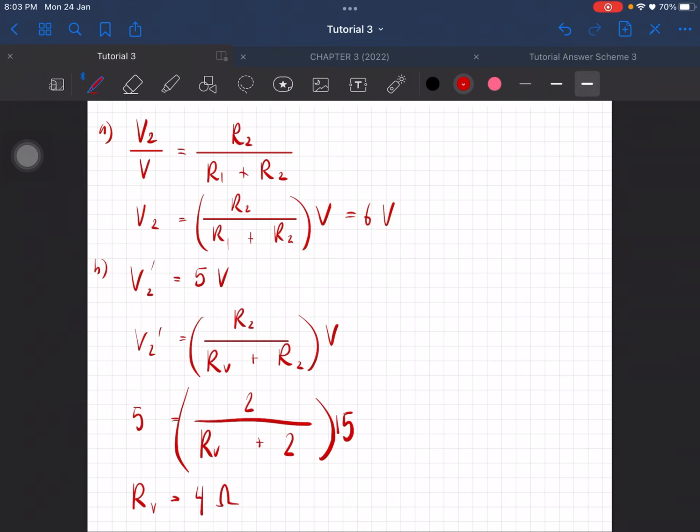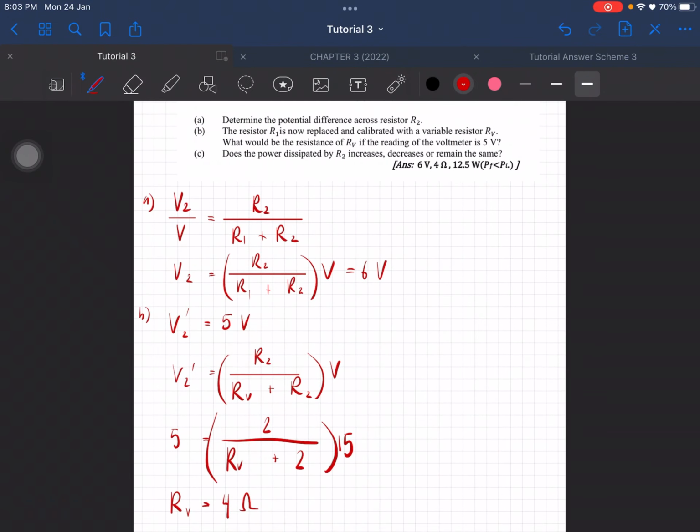It's actually very simple if you just try to understand it as a ratio. Now question C: does the power dissipated by R2 increase, decrease, or remain the same? Firstly, we look at when V is equal to 6 volt and when V is equal to 5 volt.